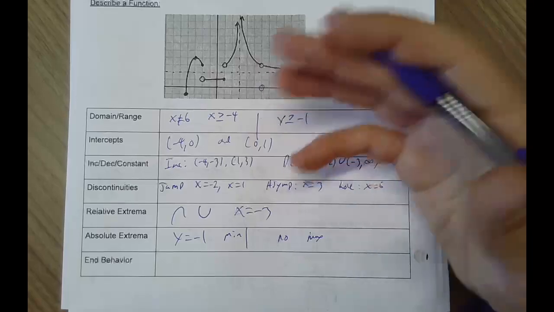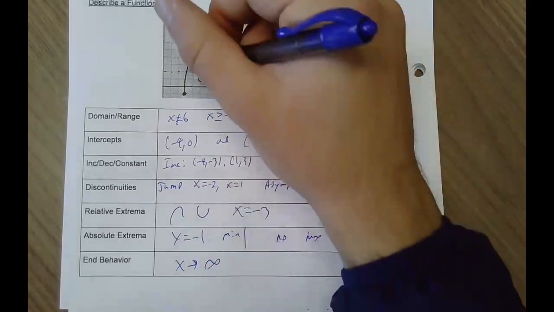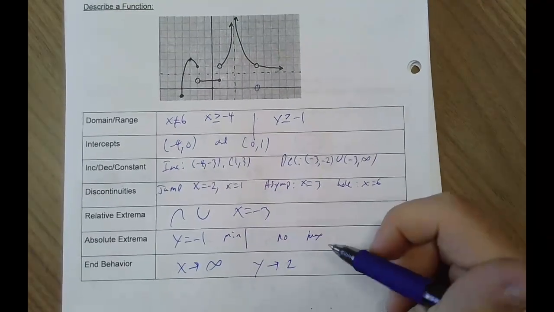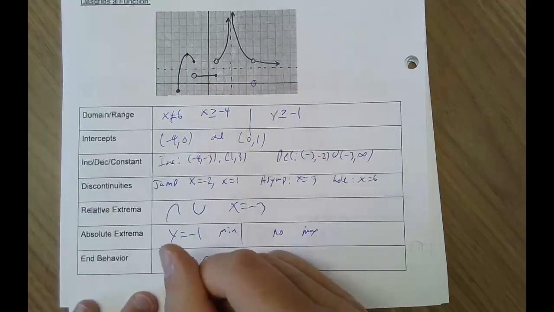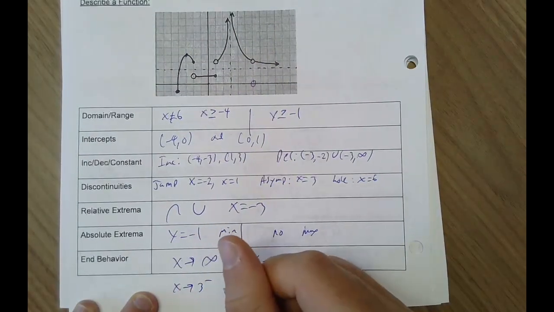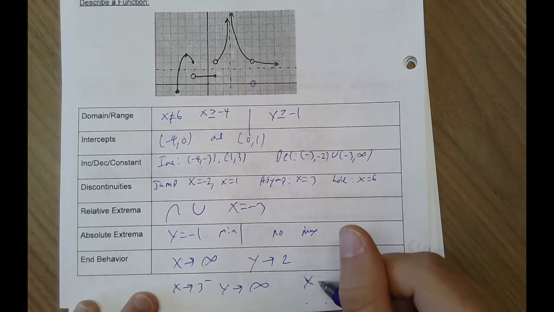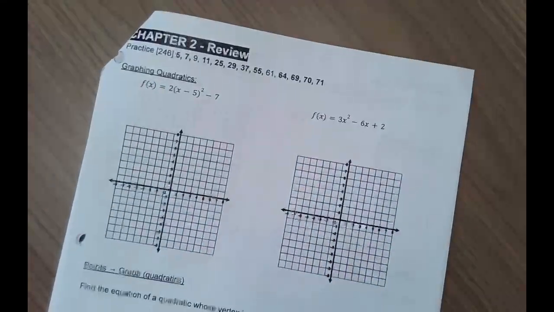End behavior is like what we're approaching. So when x goes to infinity with this horizontal asymptote, y is going to approach 2. We can also say that when x approaches 3 from the left, y goes to infinity, and when x approaches 3 from the right, y goes to infinity. Okay.